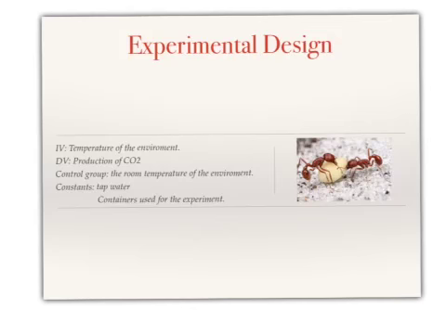The independent variable was temperature of the environment. The dependent variable was production of CO2. The control group was the temperature of the environment. The constants were tap water and containers used for the experiment.